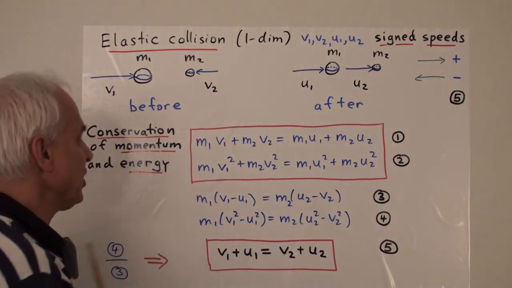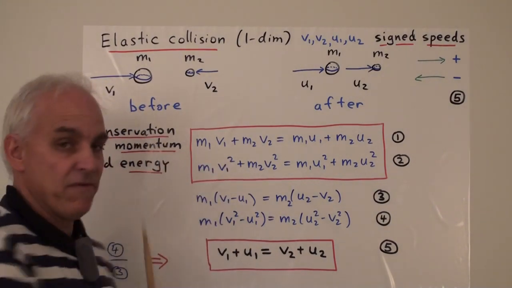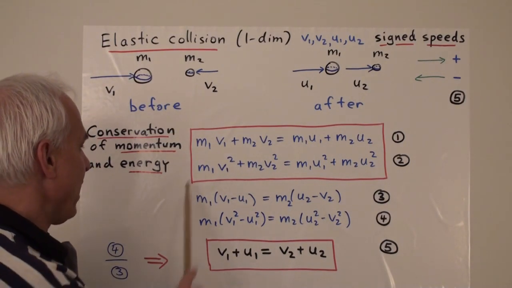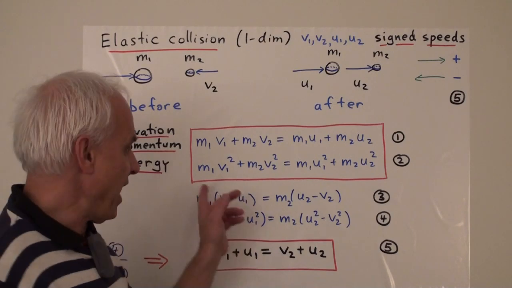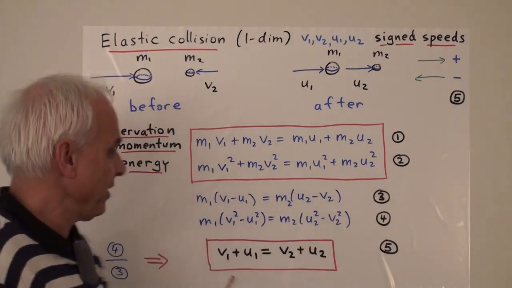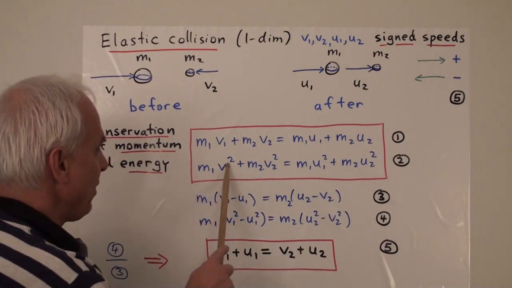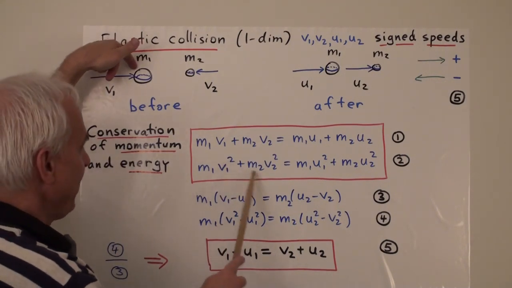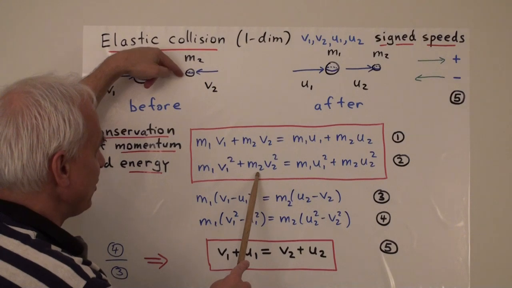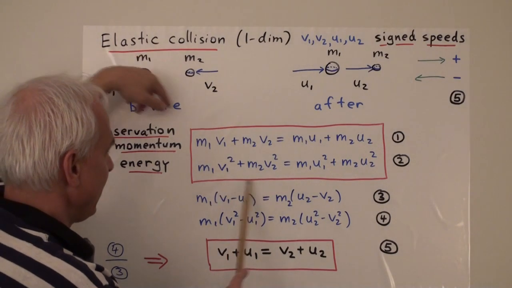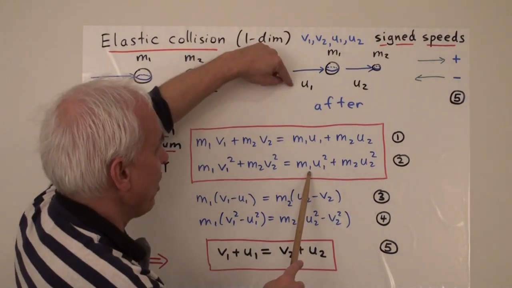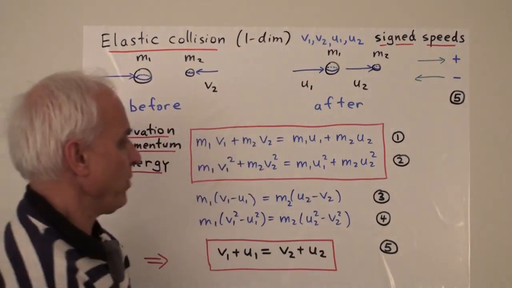And conservation of energy says that the total energy before, which is total kinetic energy before, is, okay, I've dropped the 1/2 because there's a half everywhere here, so we just multiply it. So m1 times v1 squared, that's actually twice the energy of this thing, and m2 times v2 squared, so that's the energy before, and then the energy afterwards, m1 u1 squared plus m2 u2 squared.